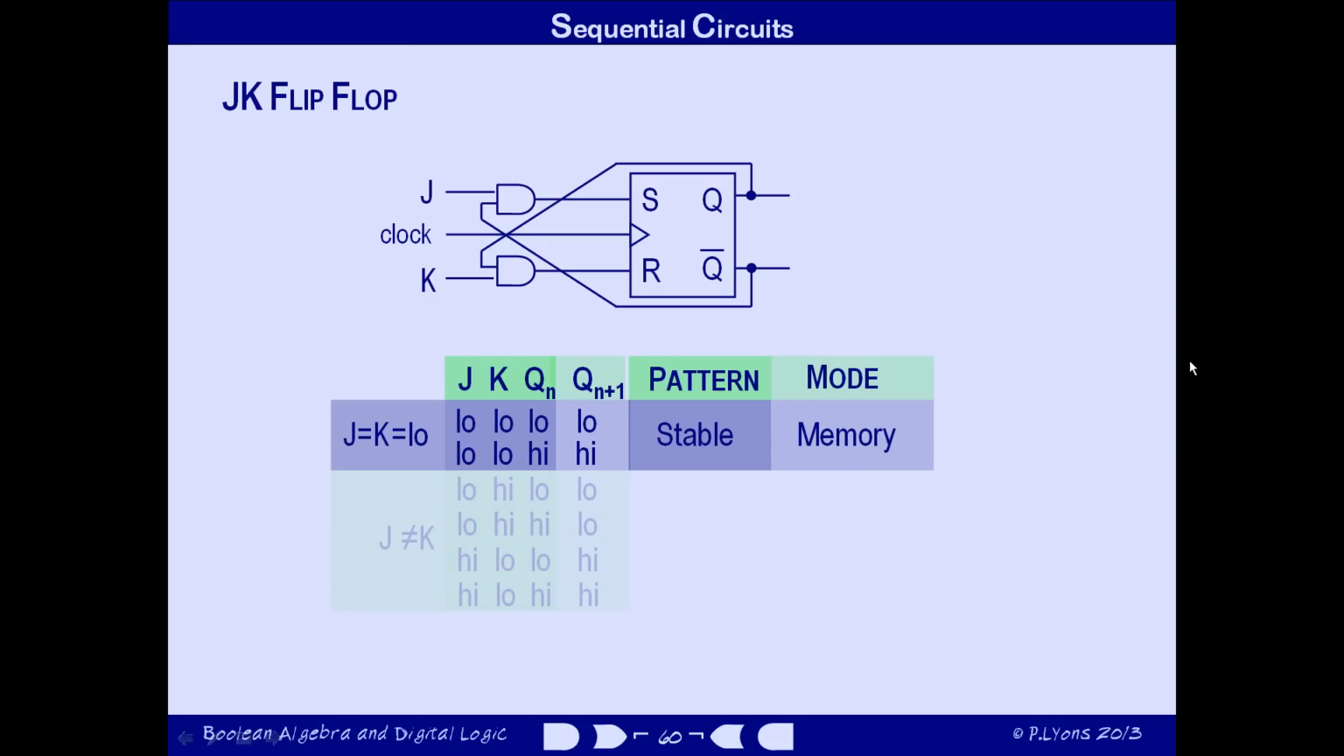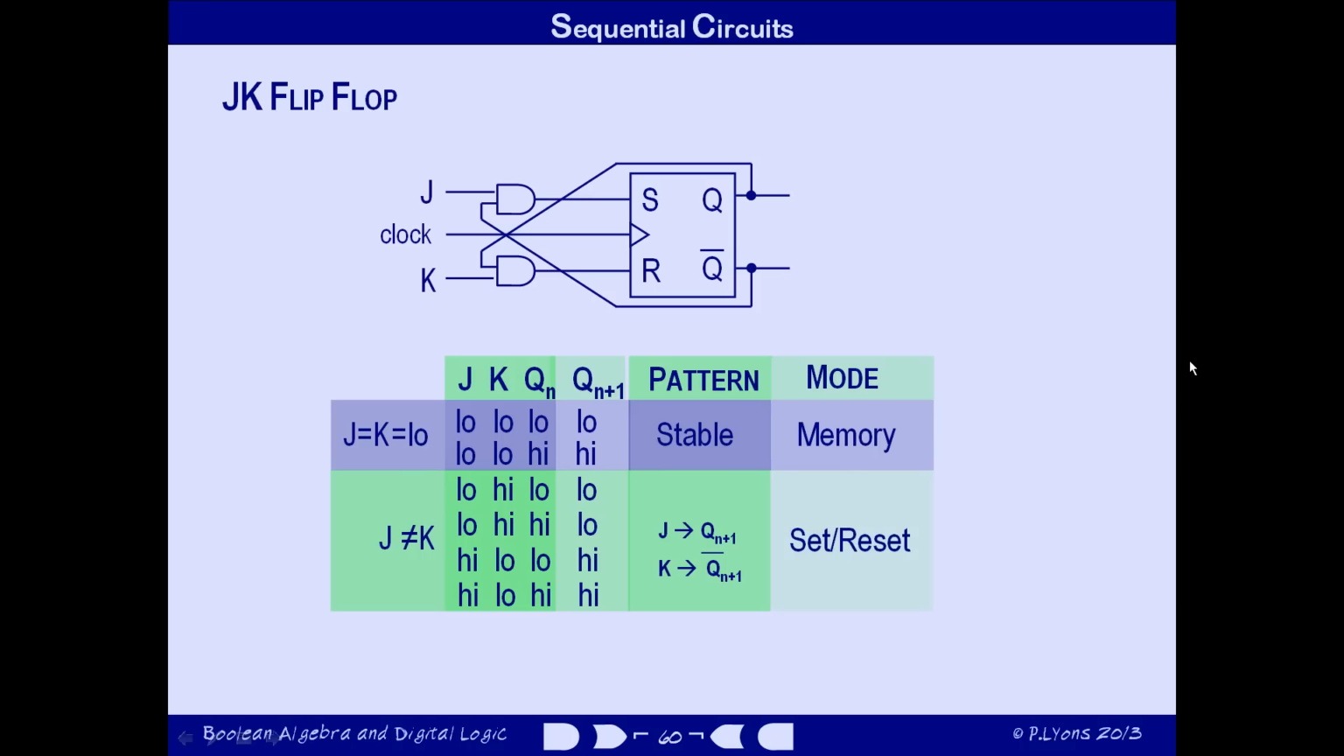If J and K are different, then a careful comparison of the table reveals that Q has become equal to J and not Q has become equal to K. In other words, we can set and reset the value of Q. And of course, not Q is always its opposite. Well, that's fine, but so far the device is behaving just the same as an RS flip-flop.